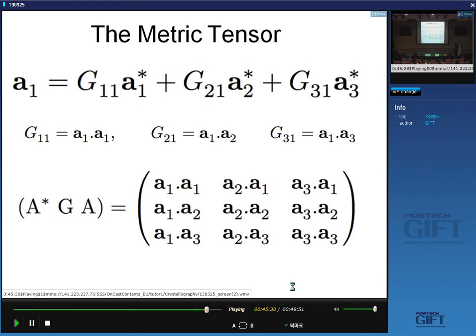Then I take the dot product with A2. This disappears, and I'm left with this. And I can write an equation for A2 in a similar way and derive these as the other components of the metric tensor.